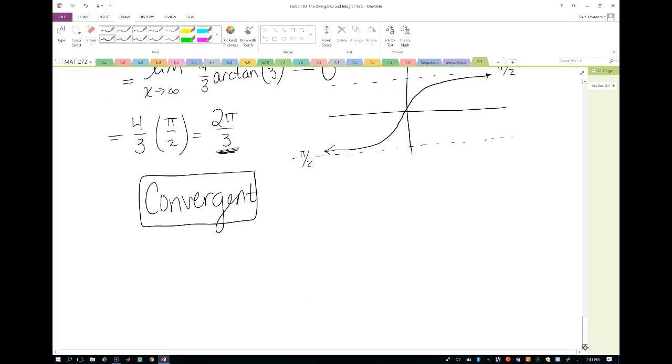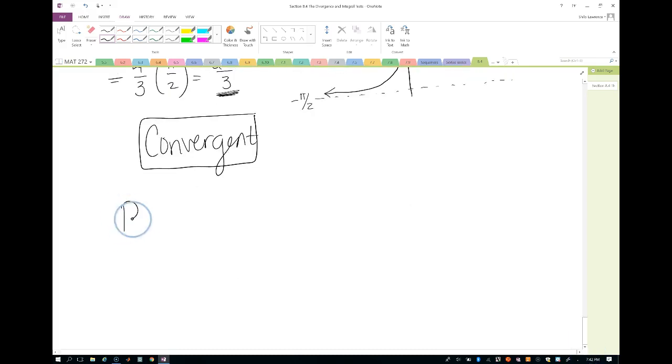So the last thing I want to mention real quick before wrapping up this section are just some properties of infinite series. And these may come in handy with some of the more difficult problems. And these are just algebraic properties.